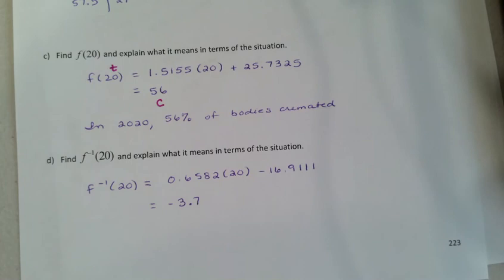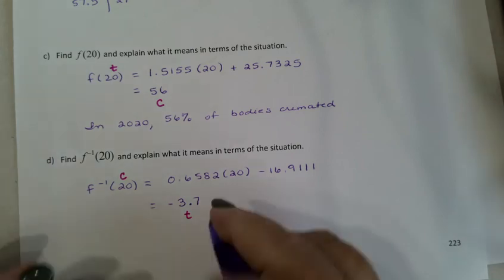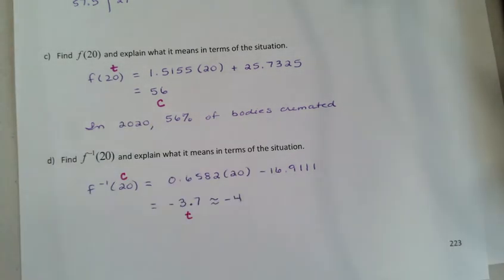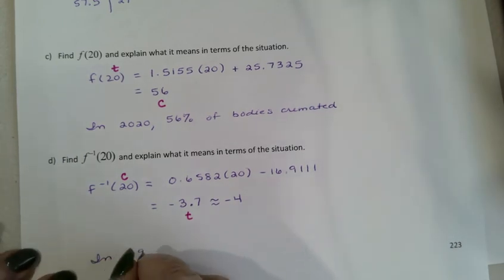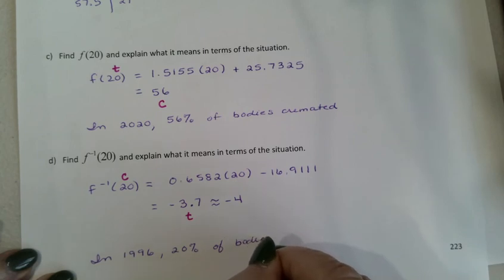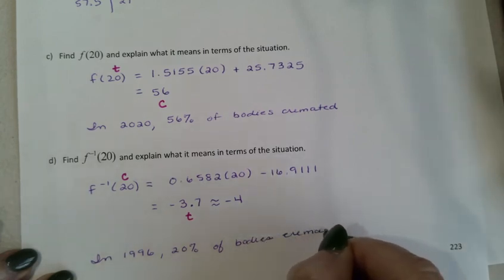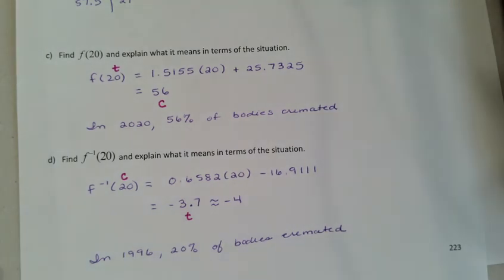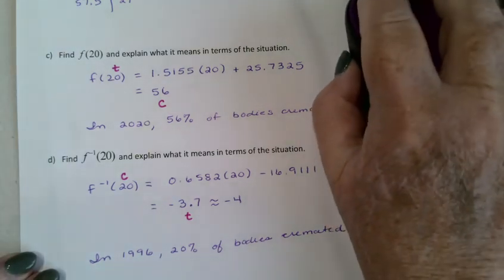All right, so this was the C value. The output of the inverse function is the T value. So let's see, that would actually be roughly 4 years before the year 2000. We would have been in 1996. 20% of bodies were cremated. All right, so that brings us to the end of this section on compositions and inverses.